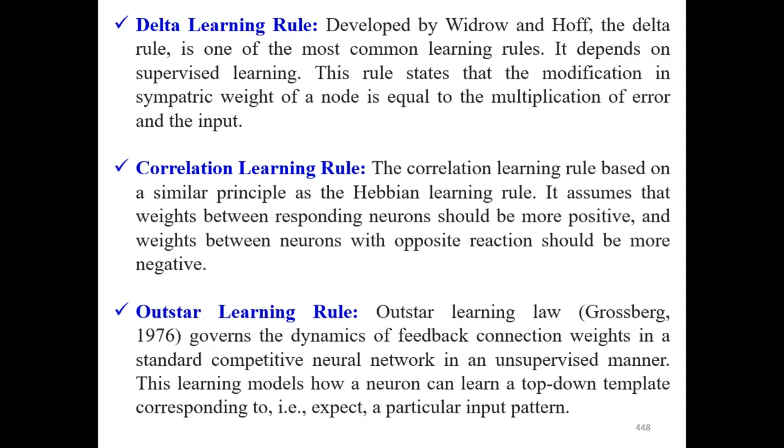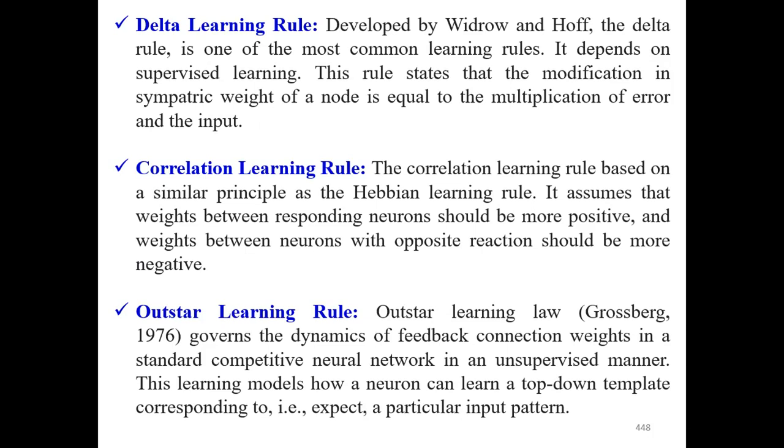Then the last one is outstar learning rule. Outstar learning rule is proposed by Grossberg in the year 1976. It governs the dynamics of feedback connection weights in a standard competitive neural network in an unsupervised manner. What is meant by unsupervised manner? There is no label, there is no target class, but you are classifying the data based on the similarity measure.